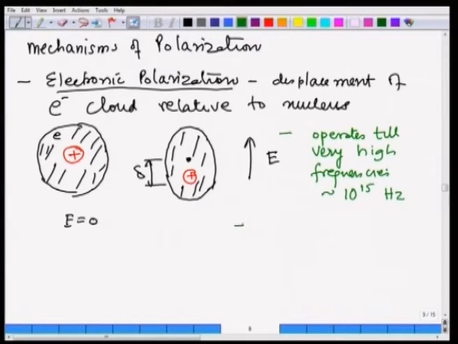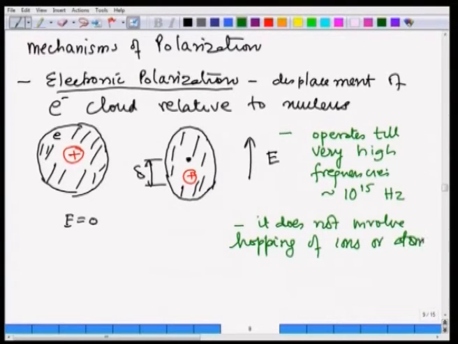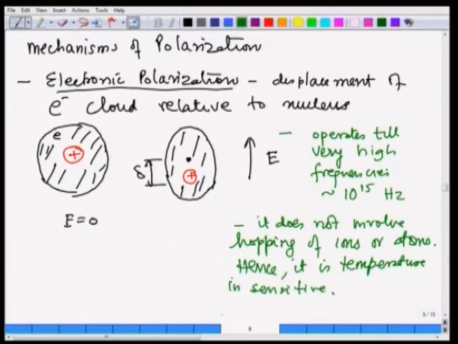The second point is that it does not involve hopping of ions or atoms. Hence, it is not a diffusion-like process, hence it is temperature insensitive. In this course, I will not do the mathematics of this, I will simply tell you what the different mechanisms are. So, this is a quick overview of what electronic polarization is.